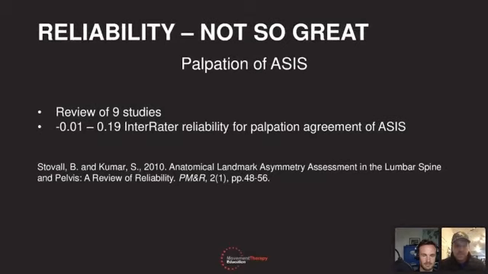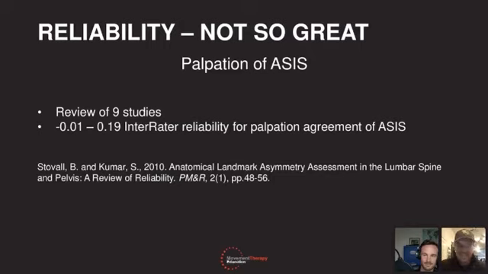This is an example of where reliability is not so good. This is a systematic review. In the end, they ended up with 9 studies. I think it was osteopaths. They were checking to see whether osteopaths agreed on pelvic morphology, looking at specific bony landmarks around the pelvis and the lumbar spine. I've just picked out the ASIS here. So we've got 9 studies.